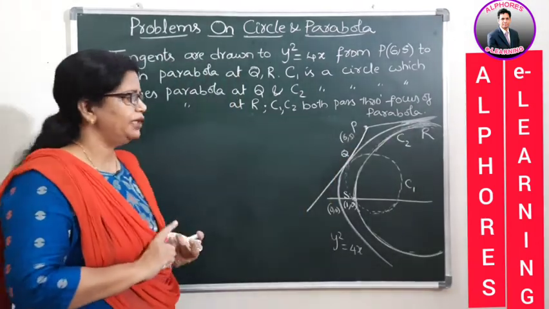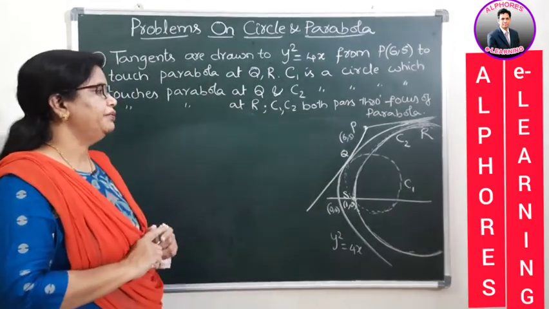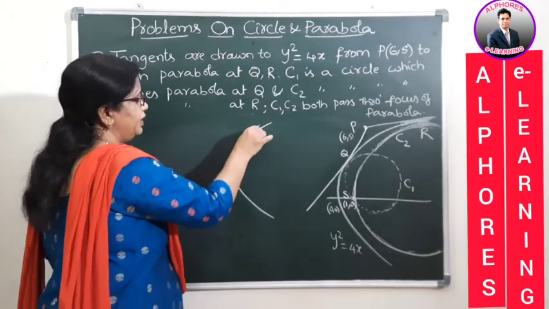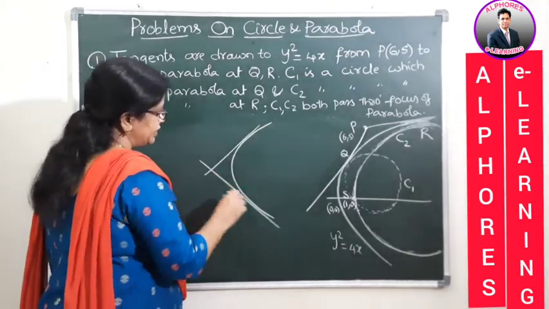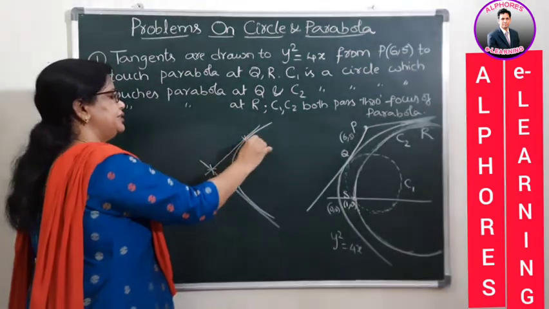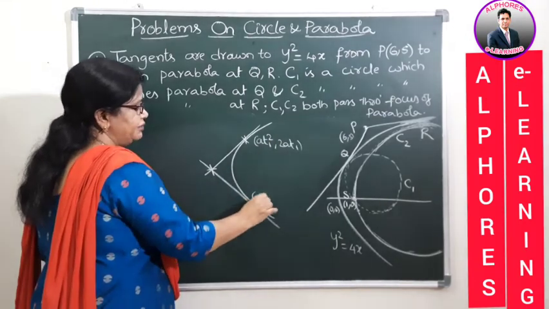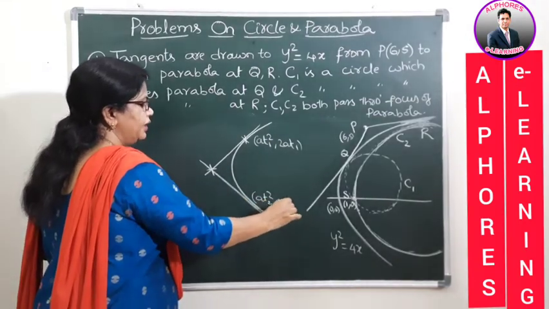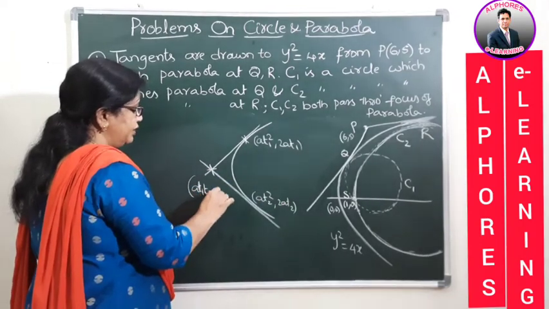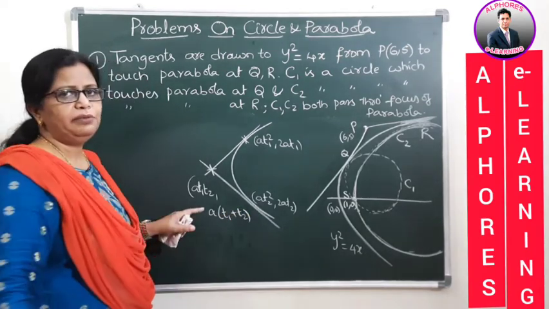To that purpose, we need to find the coordinates of Q and R. Then how to find the coordinates of Q and R? All of you know, whenever two tangents are drawn to any parabola from a point outside the curve, and they meet the curve at the points (a t1 square, 2a t1) and (a t2 square, 2a t2), then the point of intersection is (a t1 t2, a times t1 plus t2). So this is the formula we have.